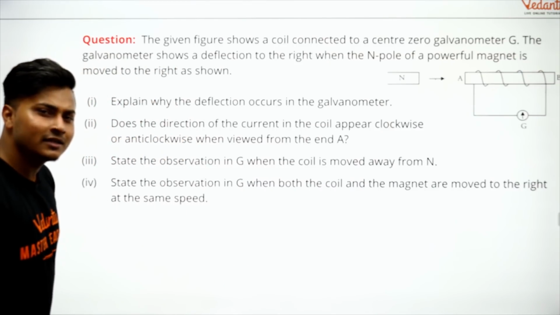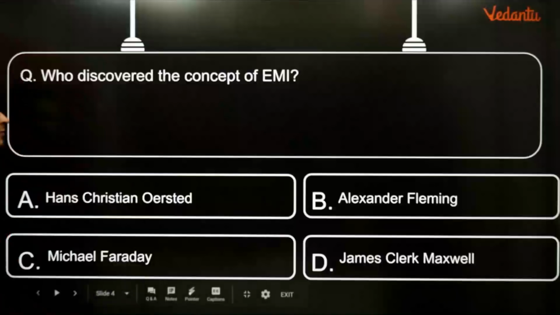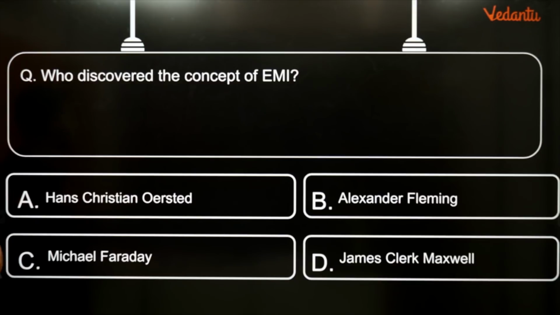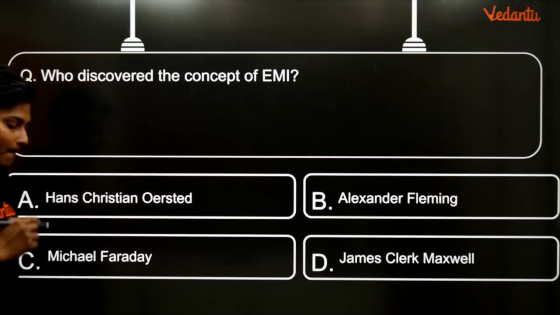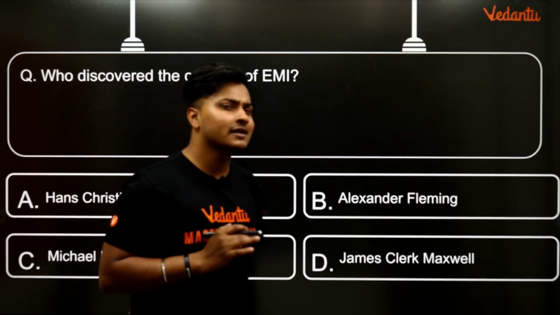I would like to start this session with a very interesting question. Who discovered the concept of electromagnetic induction? I believe all of you guys would know the answer. Option A, Hans Christian Ørsted. Option B, Alexander Fleming. Option C, Michael Faraday. Or option D, James Clerk Maxwell. And what do you guys think is the correct answer for this?